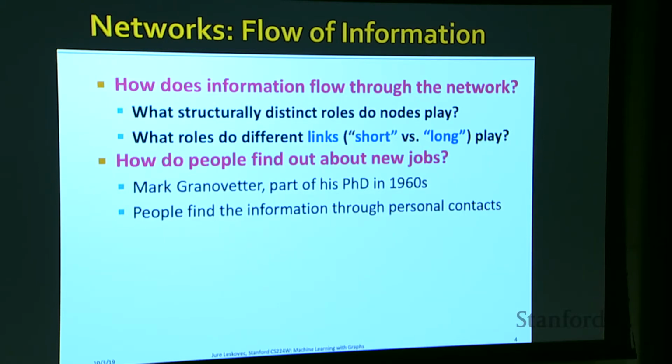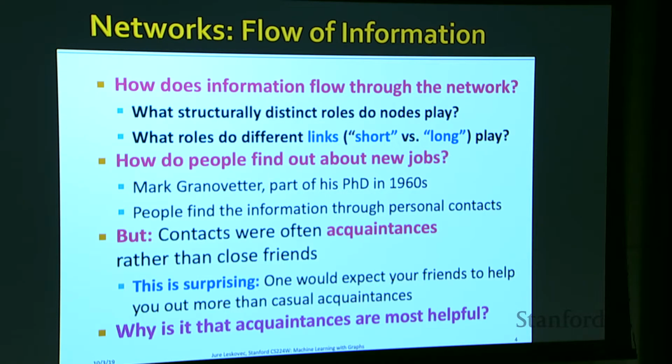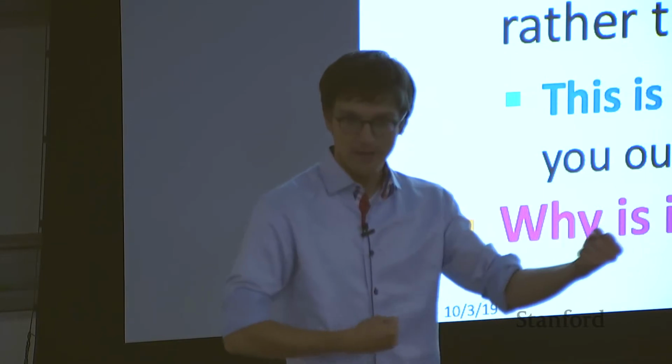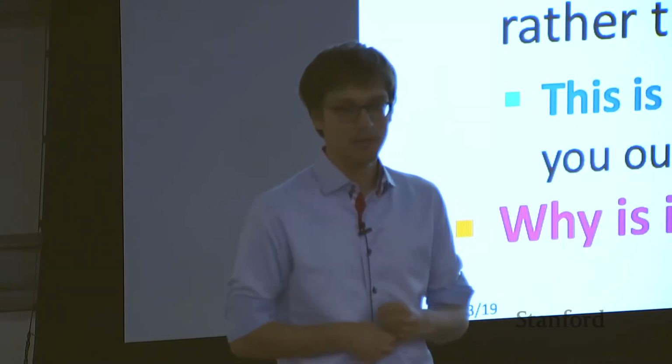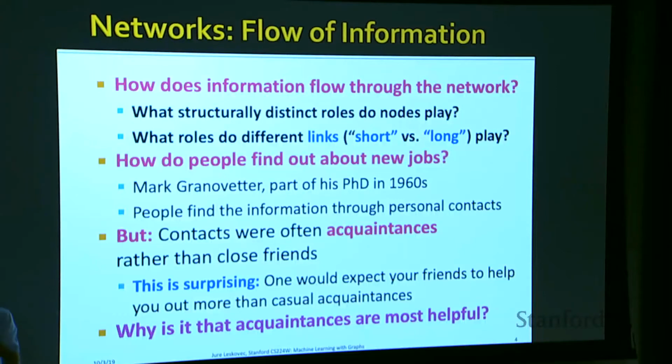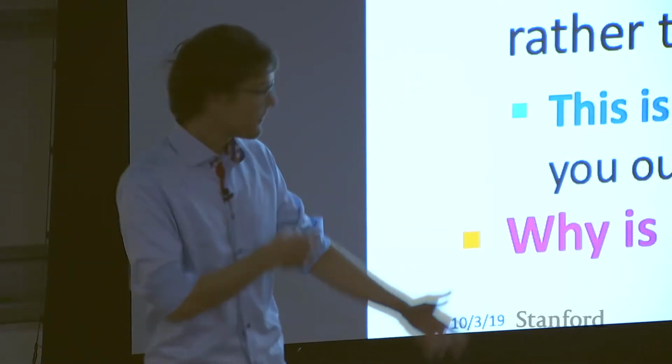What he found out when he did his interviews is that the way people find out about jobs is through acquaintances rather than close friends. You would imagine that if I have close friends, they're really there for me. I meet them every day, every week. They really try to help me find my job. But when he did the interview, what he found out is that when people find a new job, they find it through some acquaintance that they very rarely meet. So this is very surprising, right?